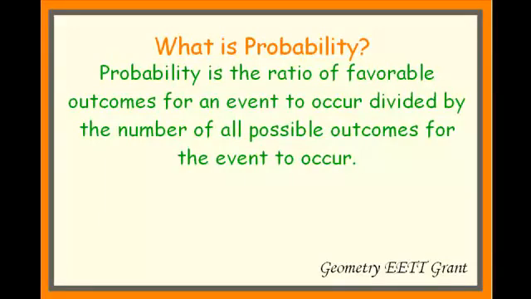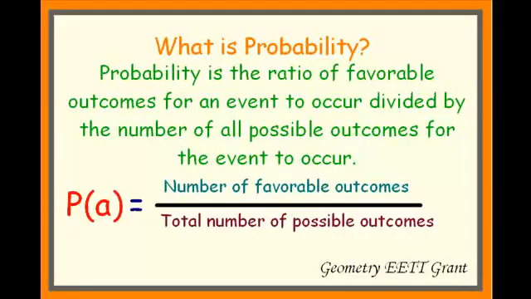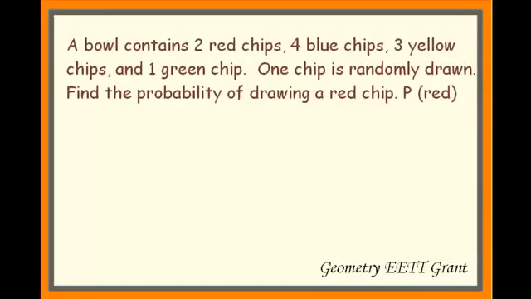Now, we write this algebraically as P of A, so that's probability of an event, and that is equal to the number of favorable outcomes divided by the total number of possible outcomes. Let's do this. A bowl contains 2 red chips, 4 blue chips, 3 yellow chips, and 1 green chip. 1 chip is randomly drawn. Find the probability of drawing a red chip.